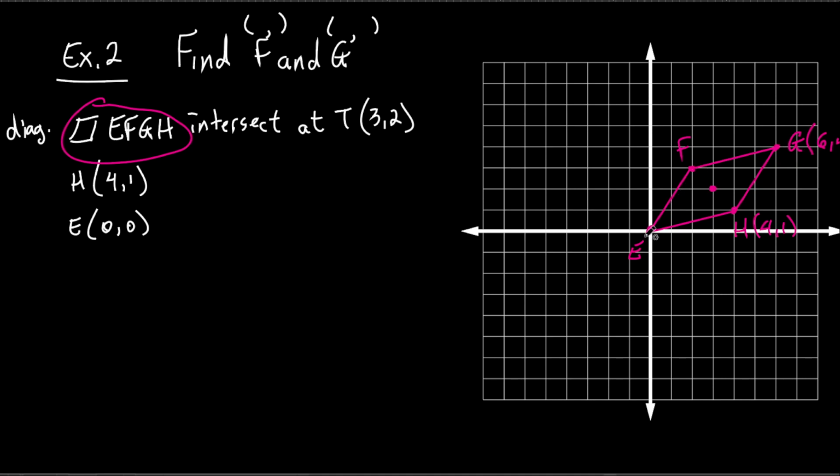All right, what about point F? What's that? 1, 2, 1, 2, 3. So this should be what? 2, 3. Agreed? Let's see if we are right. Let's go back to white. All right. Remember, this is the midpoint of the diagonals. Let's put the diagonals in there.